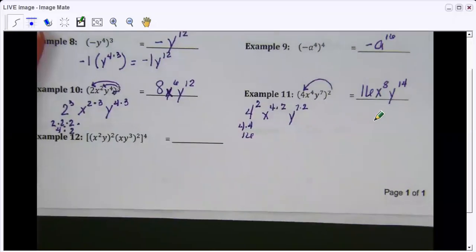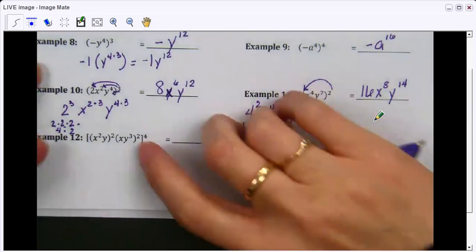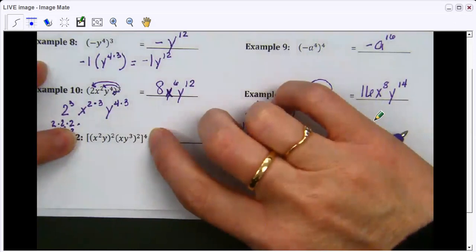Okay, so for example 12, you need to make sure that when you work in algebra you work from the inside out. It's part of the order of operations. You always have to do your exponents first. So we have brackets with this exponent of 4.